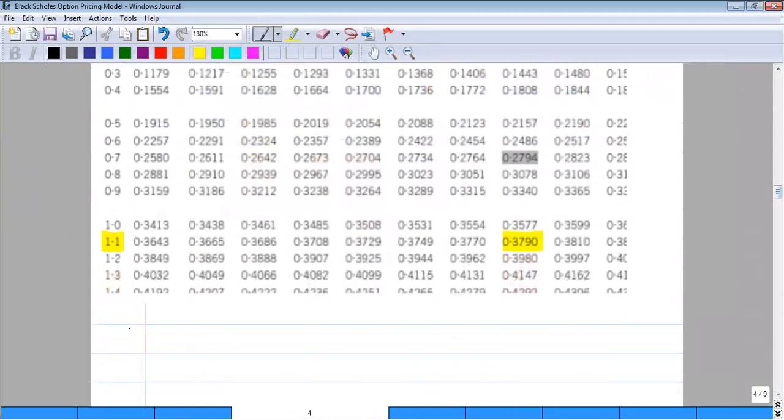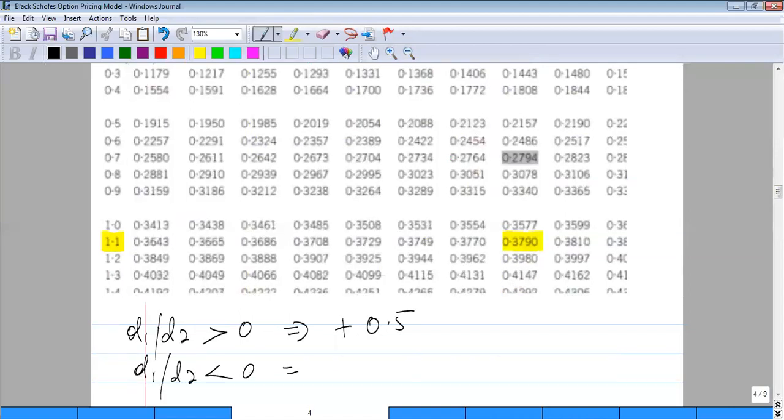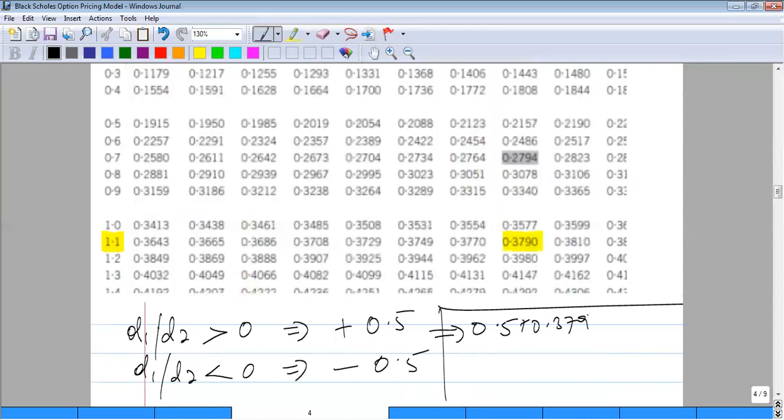Now, remember this: if D1 or D2 is greater than 0, then you need to add 0.5 to it. And if D1 or D2 is less than 0, then you need to deduct 0.5 from it. So when we talk about this 1.1, N(D1) is going to be 0.5 plus 0.379, which actually gives you 0.879.